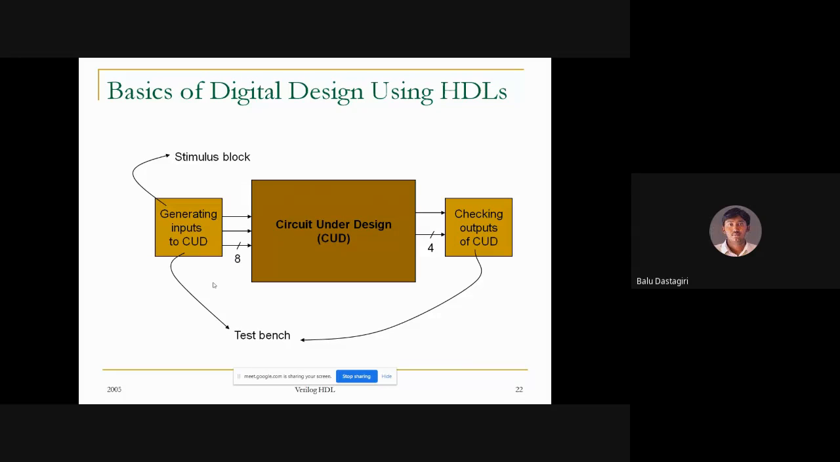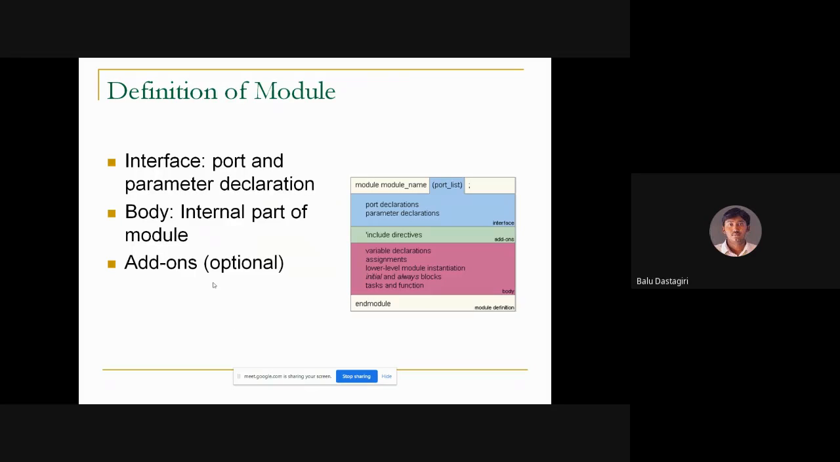In the circuit under design, we will describe the behavior or architecture of the circuit. In the test bench, we will give the required stimulus to the circuit under test. So these are the two types of programs we have to write when we want to design and simulate a digital system. So the main important thing is module. Now we have entered into Verilog programming.